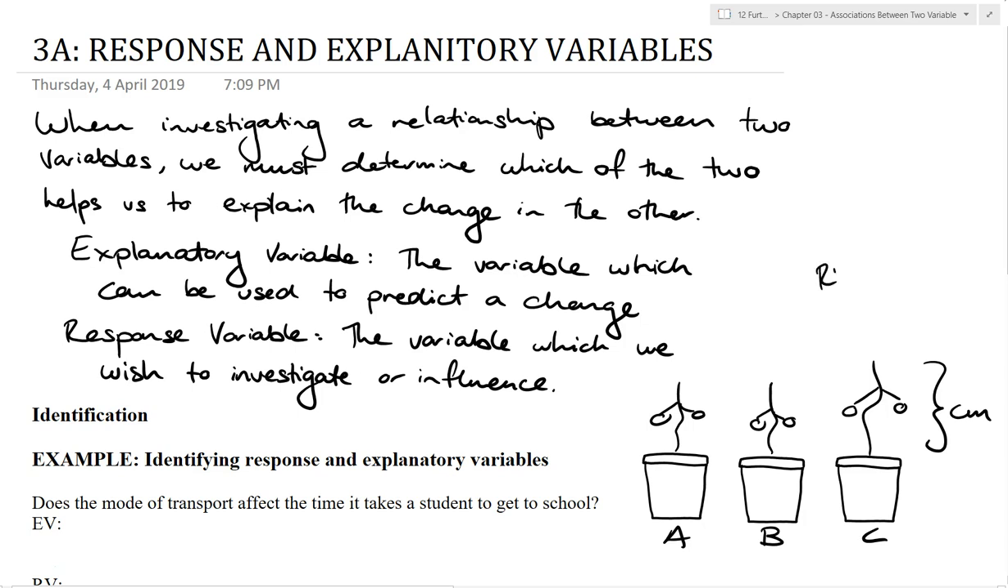In this case, the response variable would be the height of the plant, and the explanatory variable would be the brand of manure or compost. That's because the compost is helping to explain or predict the change in height. So one is the EV, one is the RV. Okay, so here's a couple of examples.